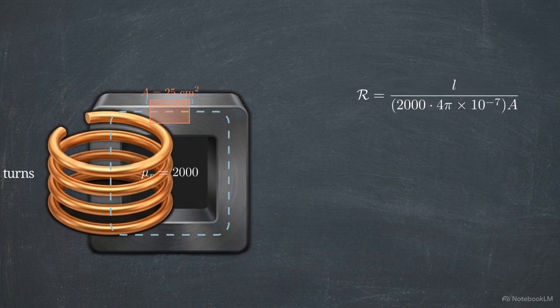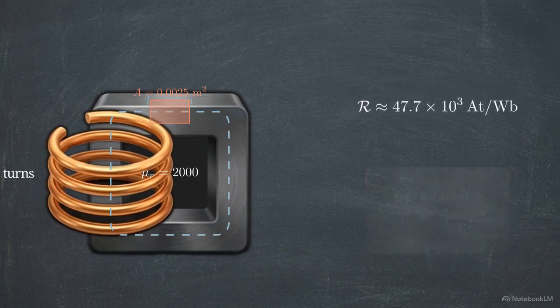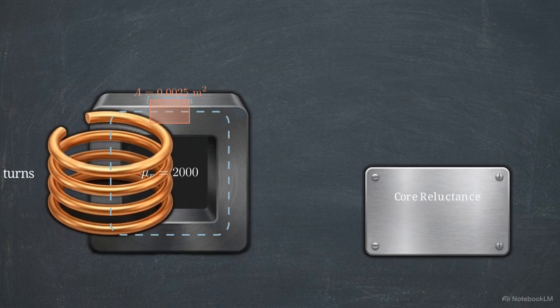Next, before you plug anything in, convert all your dimensions from centimeters or millimeters into standard SI meters. A single misplaced decimal here will ruin the entire calculation. Run those numbers and you get a relatively small value for the core's reluctance. A continuous steel core offers almost no resistance to the flow of the field, giving us highly efficient magnetic flux.